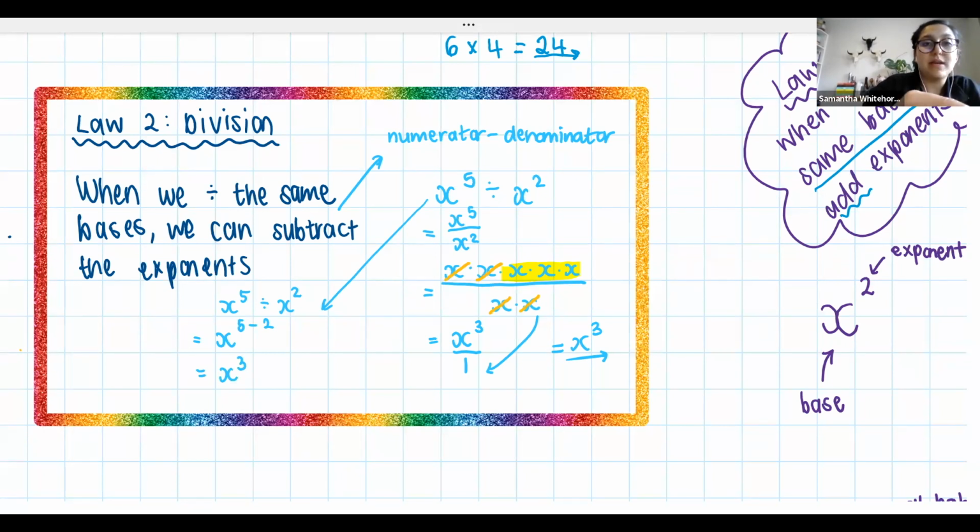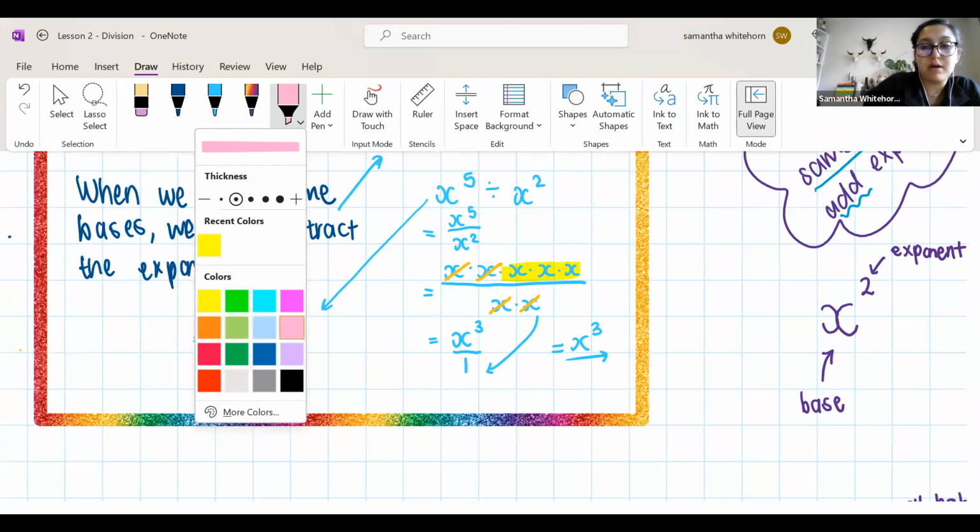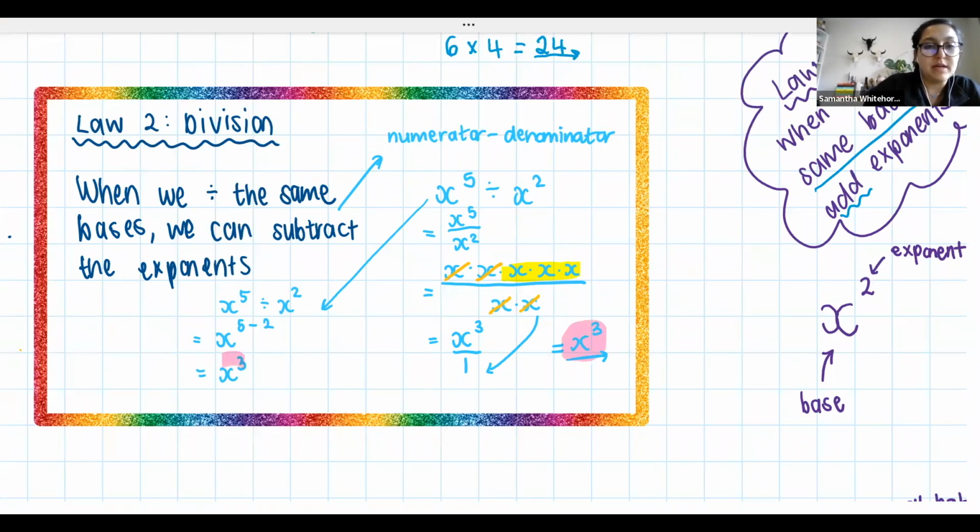What we can see is that we get exactly the same answer as if I expanded. There's my x to the power 3. Here's my x to the power 3. It is exactly the same answer. I'm just choosing to apply the rule.